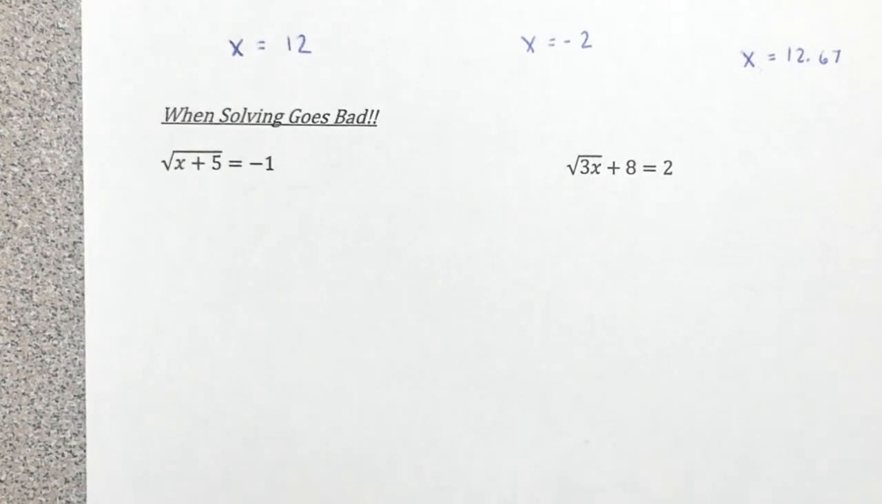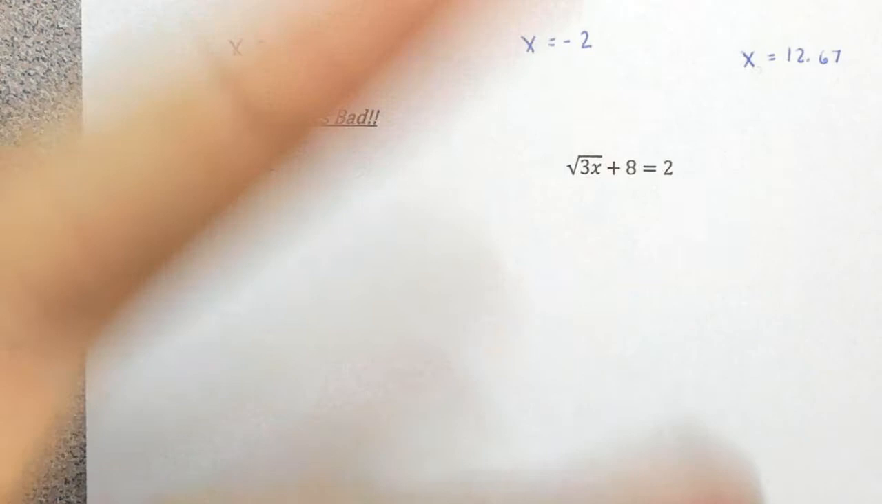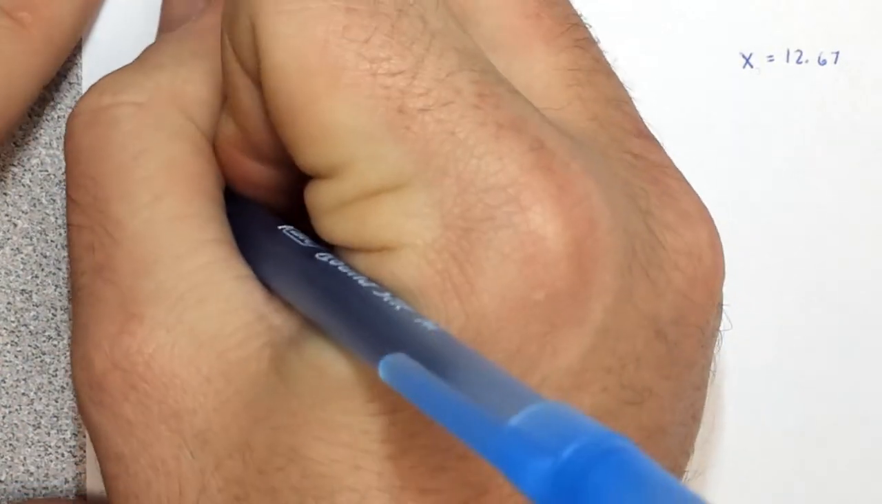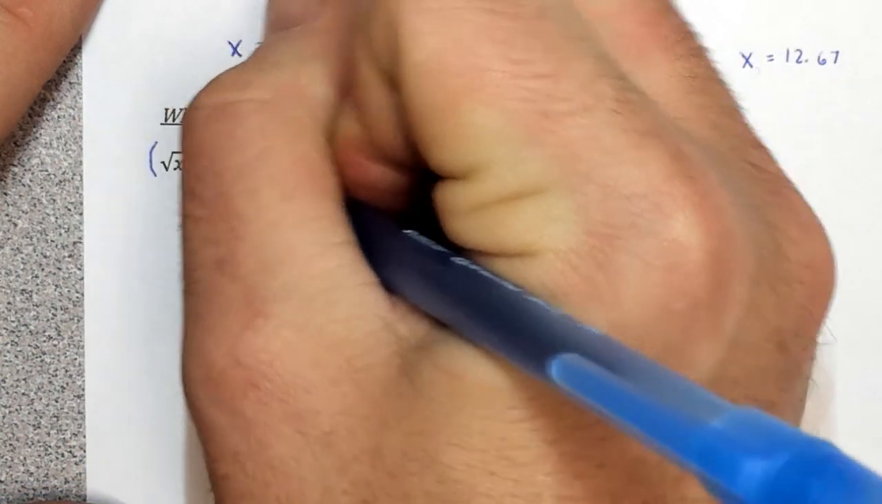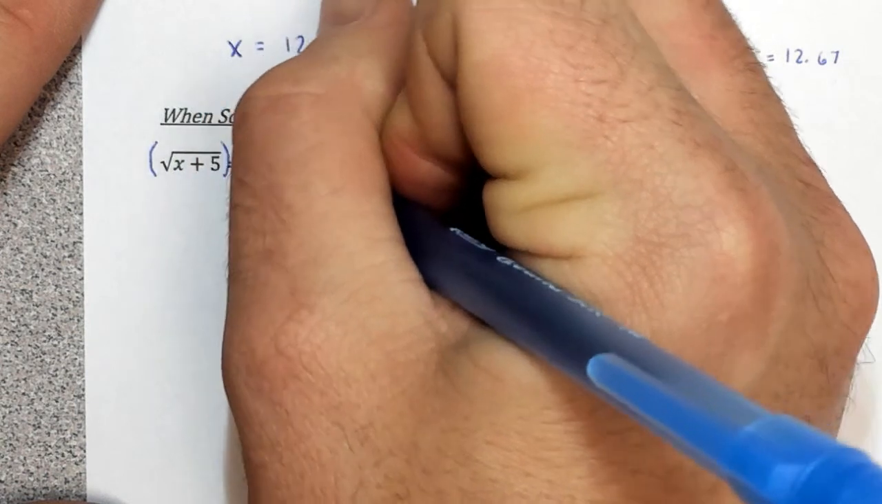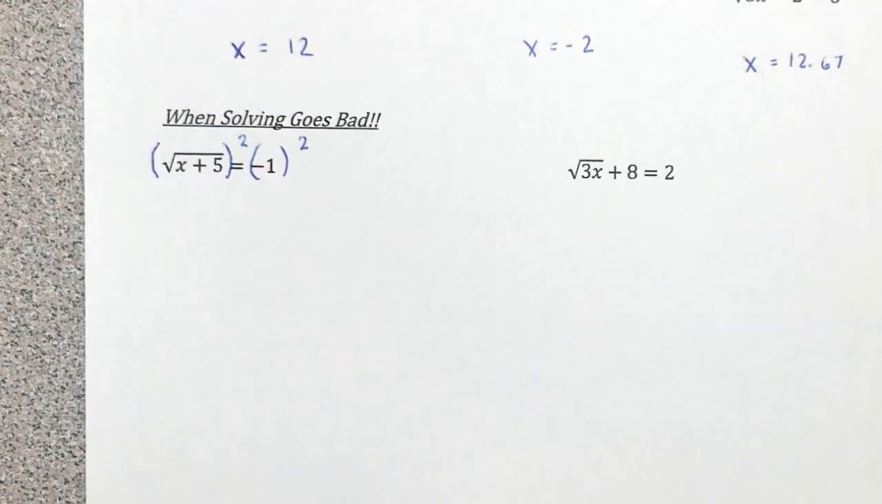Alright. Let's look at this first one. First one, left side. Is the square root isolated? Yes. So I don't have to move anything. I can start by getting rid of that square root. I get rid of that square root by squaring it. Wow. Both sides.